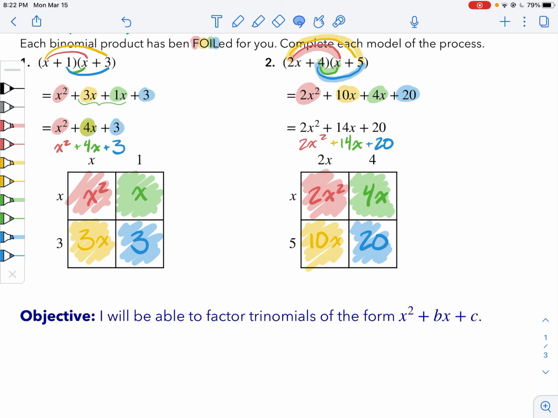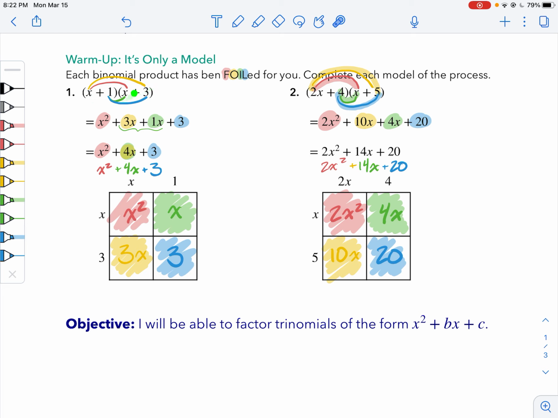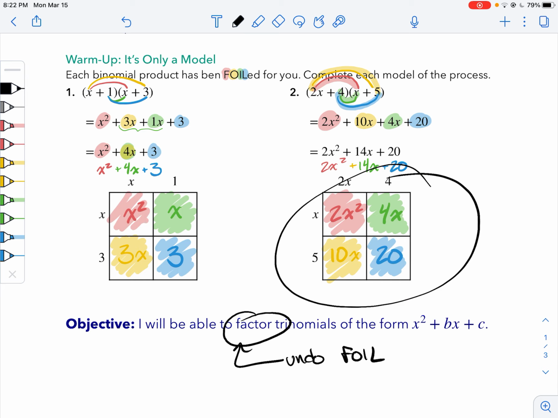Isn't that great? And guess what, guys? That's the pattern to factor trinomials. So this way we're starting with our multiplication and then we get to our answer. For the rest of the day today, we're going to undo that multiplication. We're going to undo our FOIL process using these charts, these tables, these visuals.